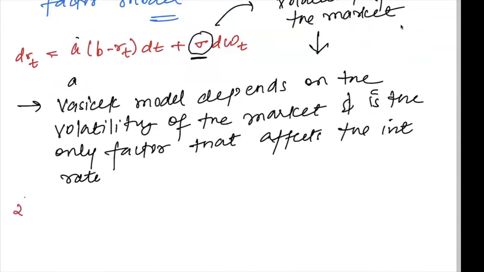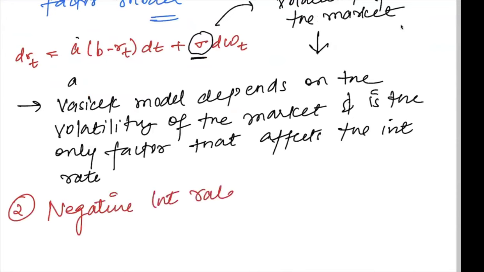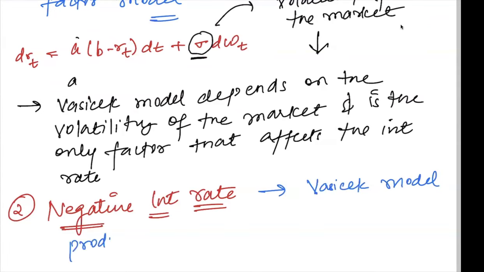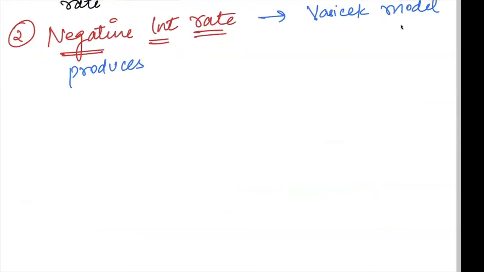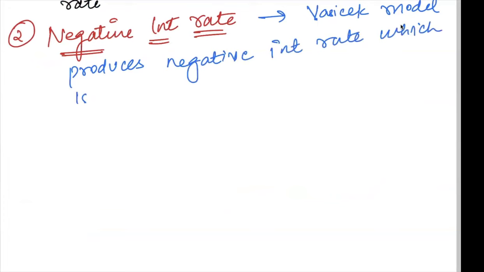Second limitation it has is negative interest rates. When I walk you through the Excel implementation of the Vasicek interest rate model, you will see that the Vasicek model actually generates negative interest rates, which is unrealistic, right?